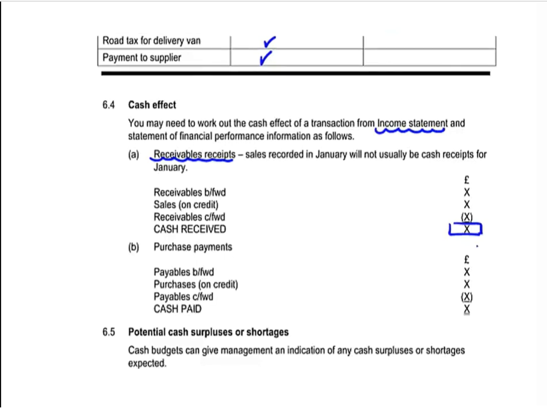Purchases, same kind of idea. How much did we owe at the start? How much more have we bought? How much do we still owe at the end of the period? Therefore, that final number is going to go into the cash budget as the cash paid to suppliers.